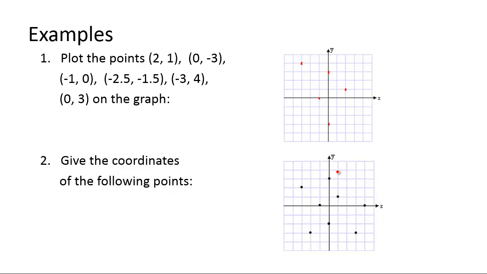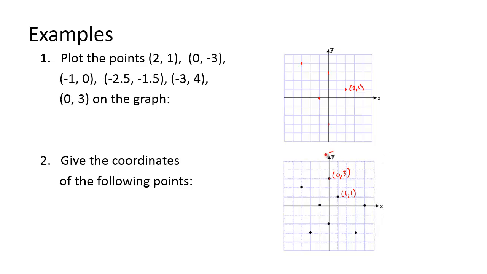Alright, let's label the following points. And I mean, when you plot these points, you can also label them too. So here they're asking you to label these points. Let's just label a few of them. You can label the rest. This one here is (1, 1). This one here is (0, 3).